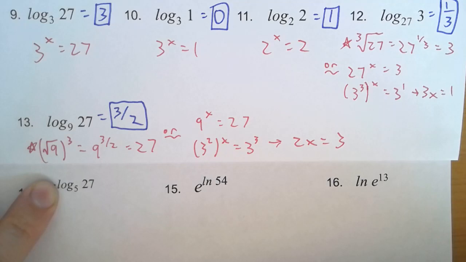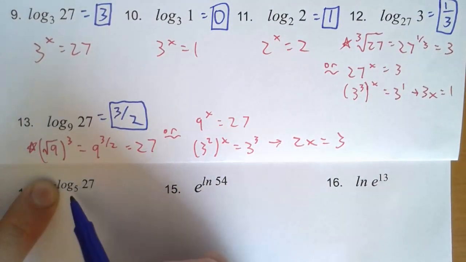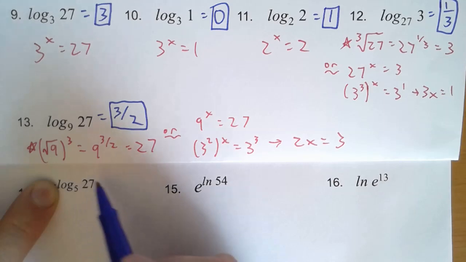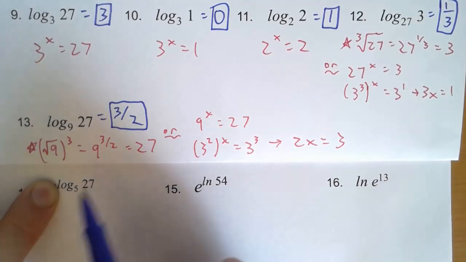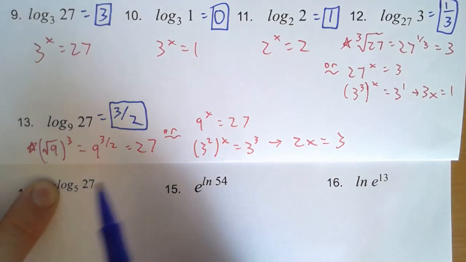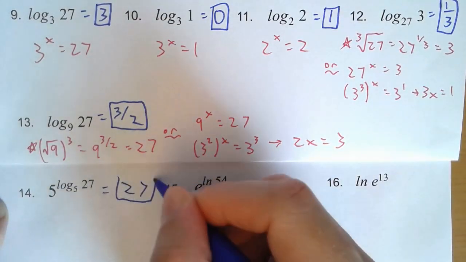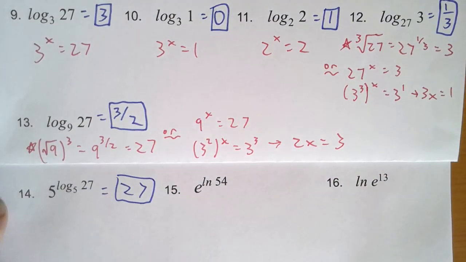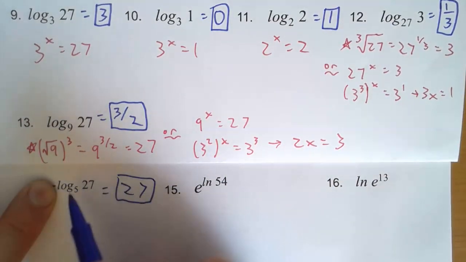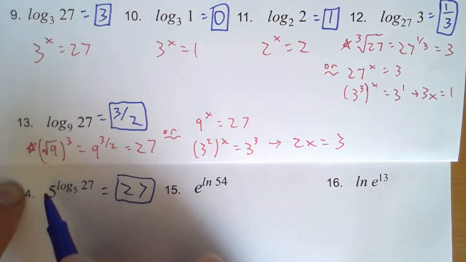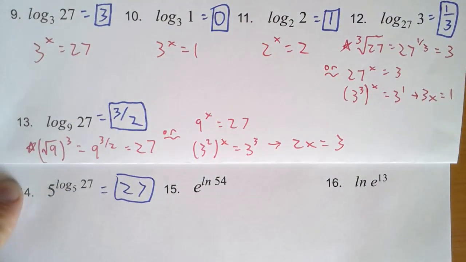So logs are exponents. Okay, so this right here is an exponent. Well, what exponent is it? It's the exponent that when I put it on 5, I get 27. So let's take the exponent that when I put it on 5, I get 27, and let's put it on 5. Well, I'm going to get 27. It's kind of a silly question. Okay, it's kind of silly.